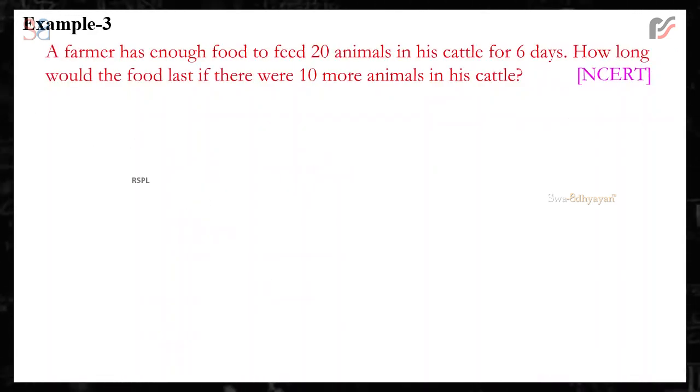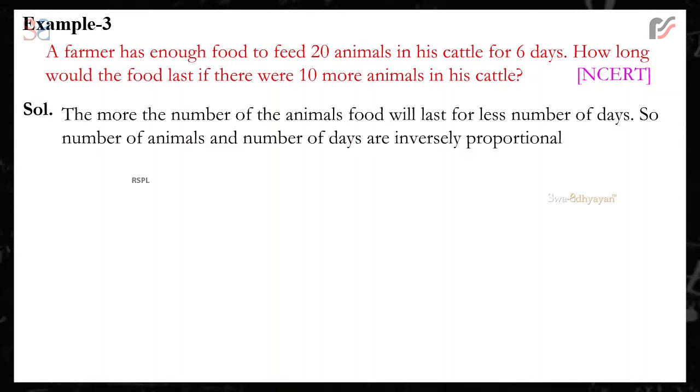Example 3. A farmer has enough food to feed 20 animals in his cattle for 6 days. How long would the food last if there were 10 more animals in his cattle? NCERT. Solution. The more the number of animals, food will last for less number of days. So number of animals and number of days are inversely proportional.